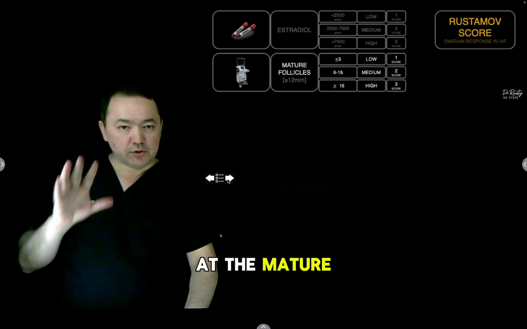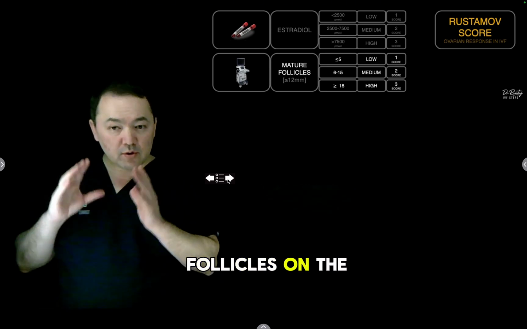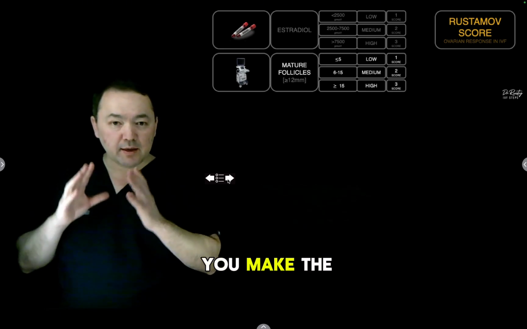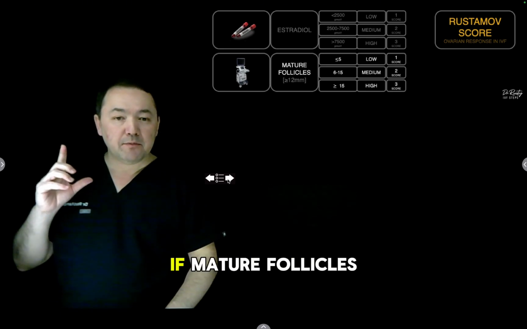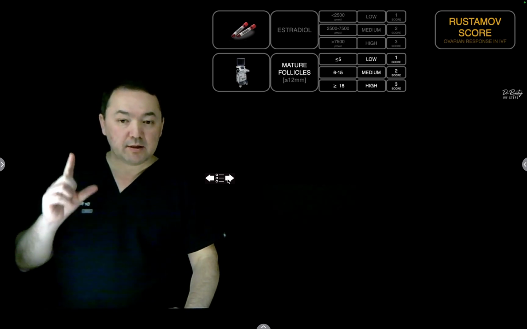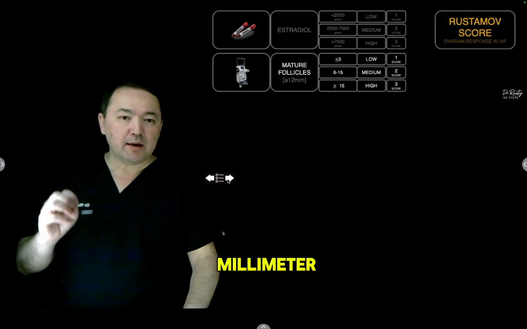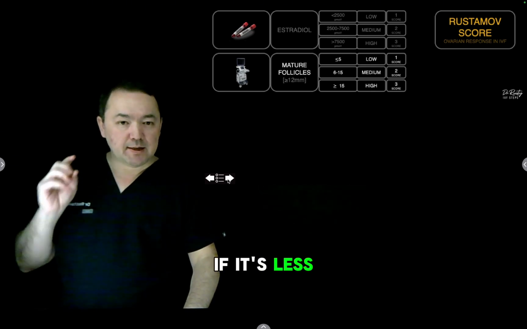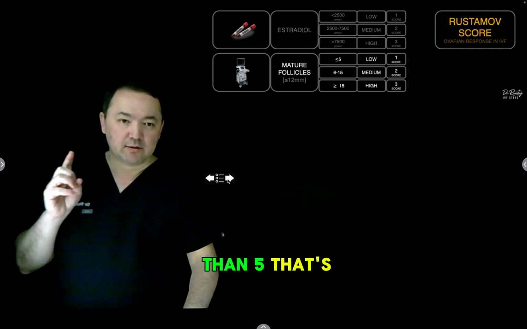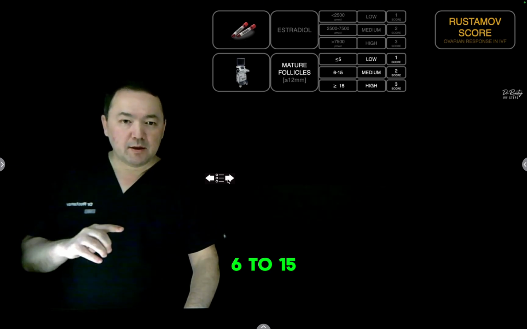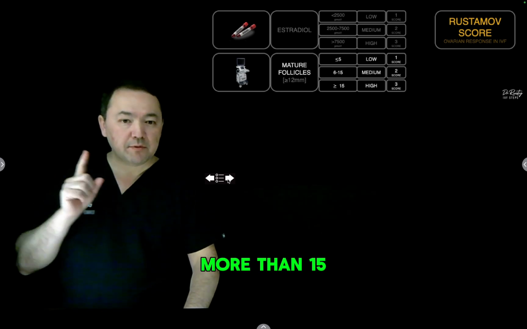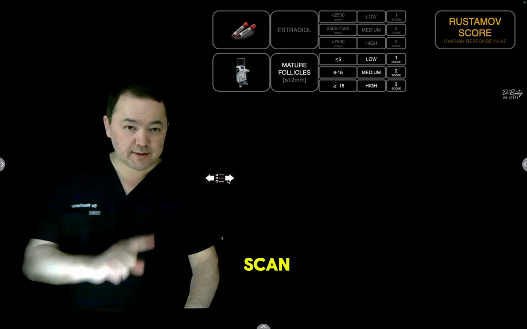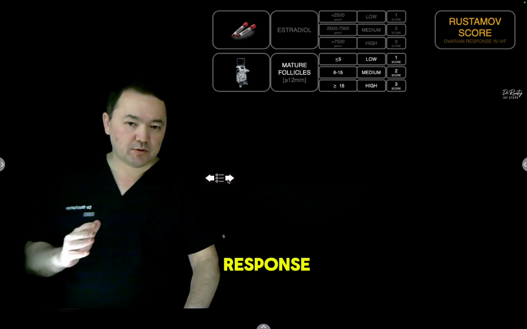Then you look at the mature follicles. These are the follicles on the day of the trigger, on the day you make the decision for the trigger. For mature follicles larger than 12 millimeters, if the number of those follicles is less than 5, that's low. 6 to 15 is average. More than 15 mature follicles on the scan, that's a high response.